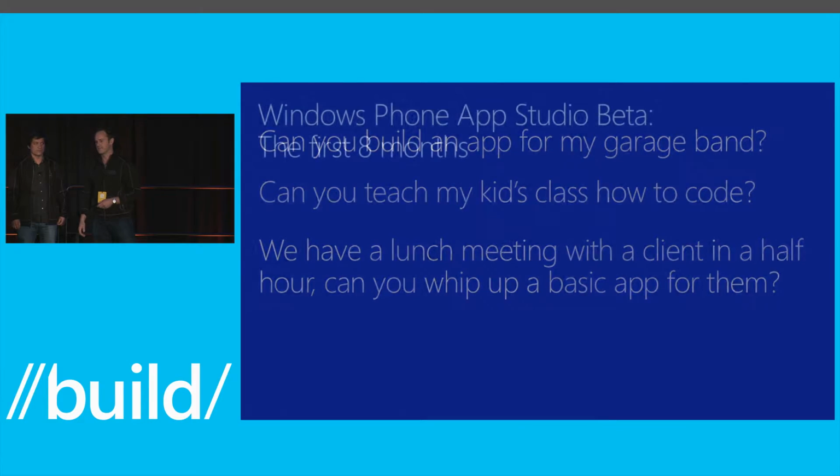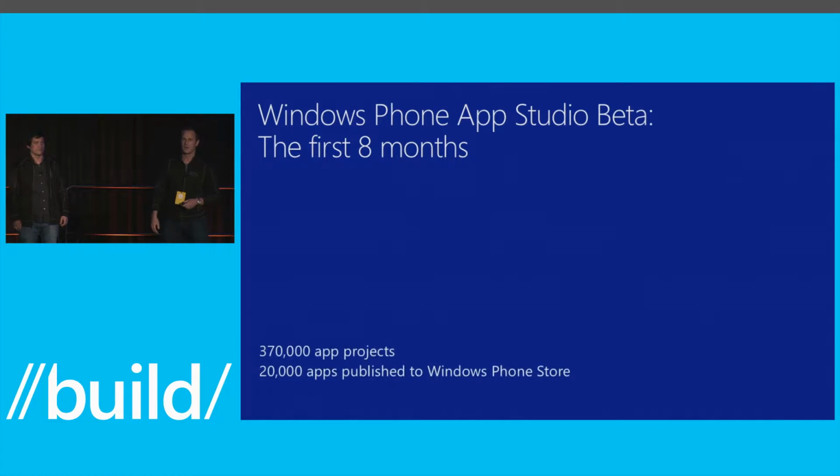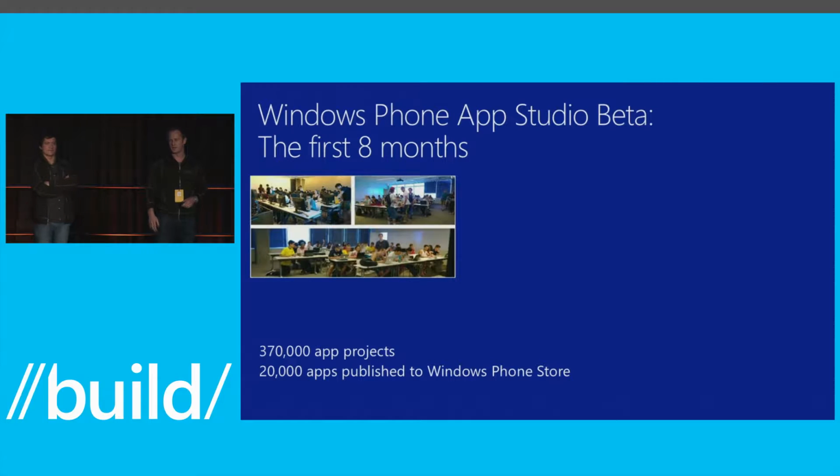With that in mind, we launched Windows Phone App Studio 8 months ago in August. 370,000 app projects have been created within Windows Phone App Studio. 20,000 of those were published to Windows Phone Store. Here's a couple of examples. 2,700 freshmen at Arizona State University used App Studio to create apps for their information studies course. 500 of those students published them to Store. And small business owners worldwide have been using App Studio to create apps to connect more deeply with their customers. Here's a couple of examples.